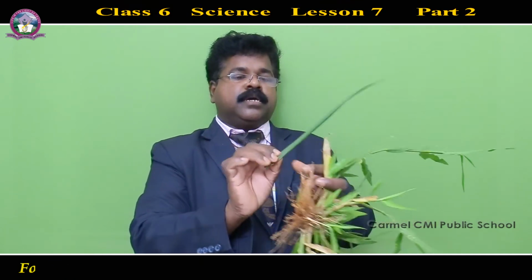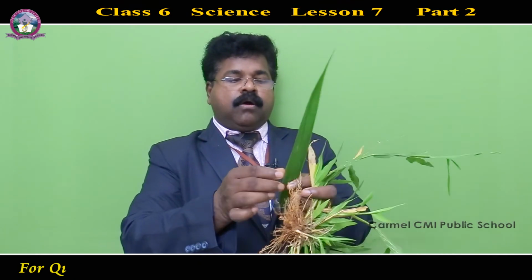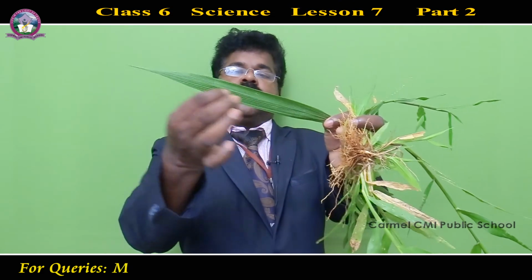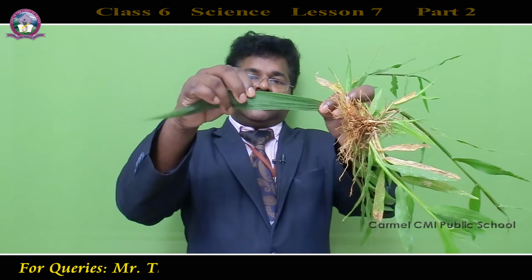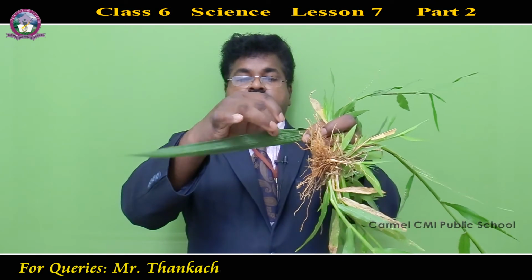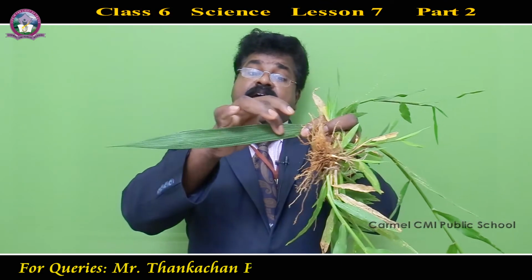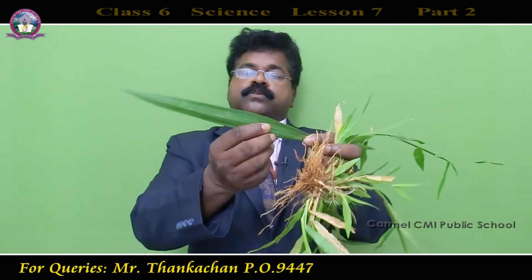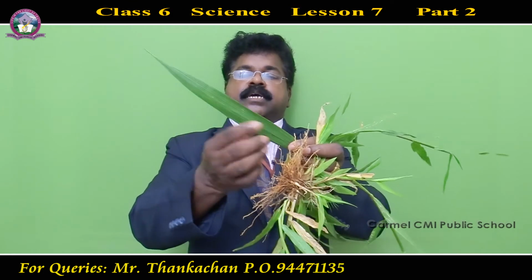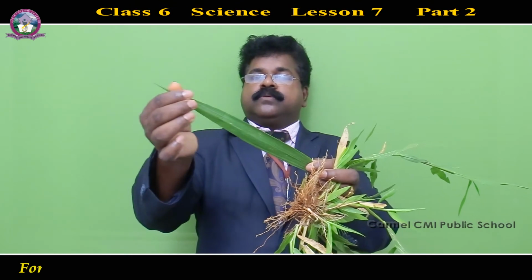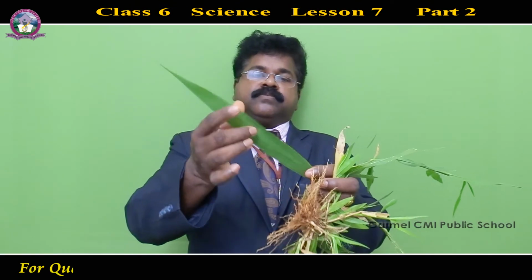Here you can find there is no major vein. All the veins are major only. All the veins are arranged in a parallel manner. You can observe it. Veins are actually pipelines which carry water and minerals to other parts of the plant body, to the leaves and all other parts. They are known as veins. And these veins carry water to all the cells of this plant.